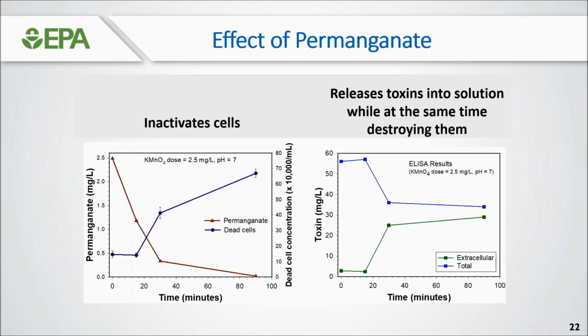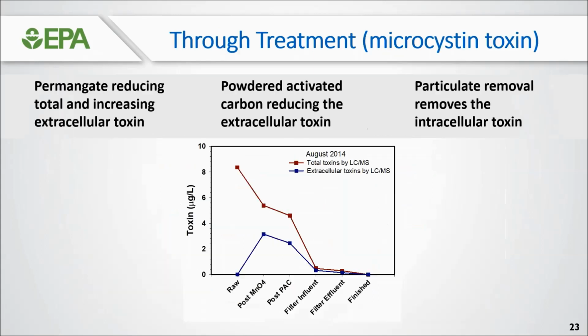But the extracellular toxin is increasing. So it's breaking it, dropping it into the solution, into dissolved state, extracellular, but then it's reacting with it. So in the end, you end up with almost all your toxin in extracellular form, but not all the toxin is destroyed by the permanganate because it hasn't had enough time to react with it, or the permanganate concentration wasn't high enough. So you have this trade-off with permanganate that's happening.